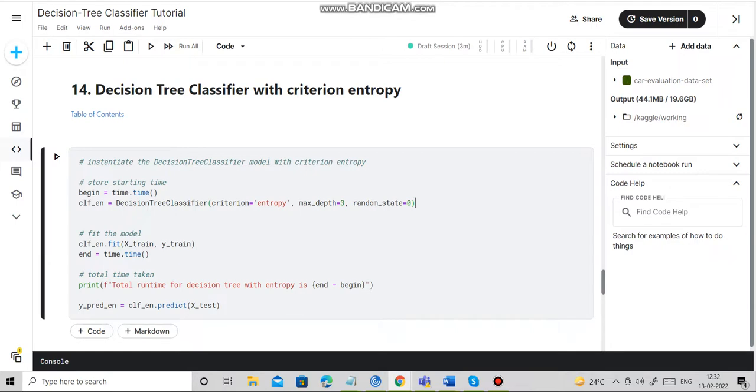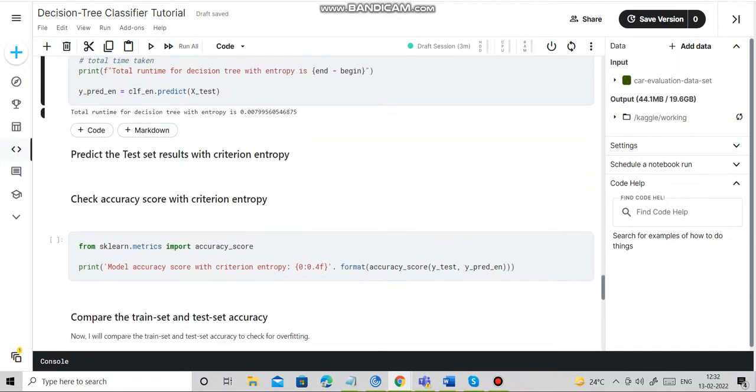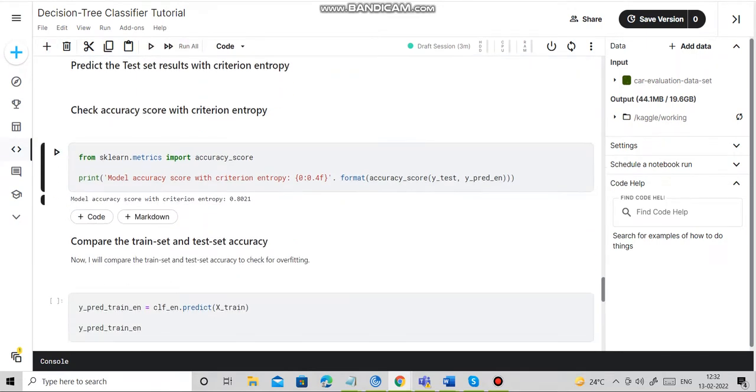Now we move to the decision tree with the criterion entropy. Again, in place of Gini, we have just used entropy in the criterion parameter or hyperparameter, whatever we say. Now we again check the accuracy. It is the same, 0.8021, same as that of the decision tree in which we used Gini.